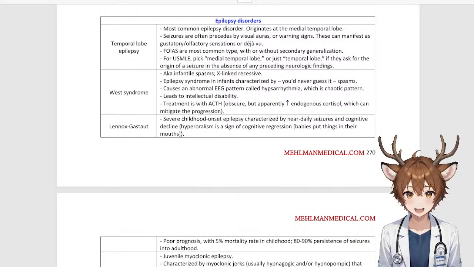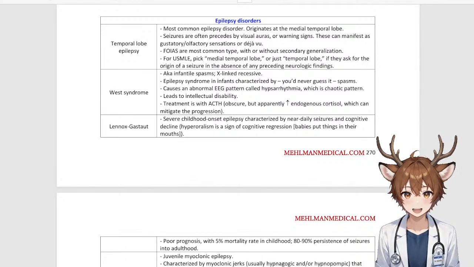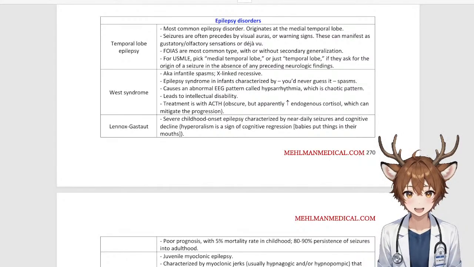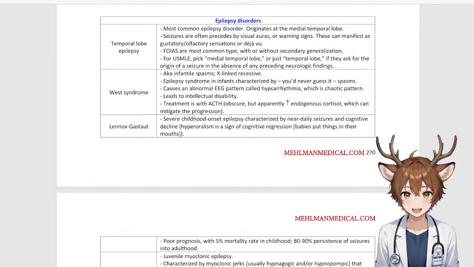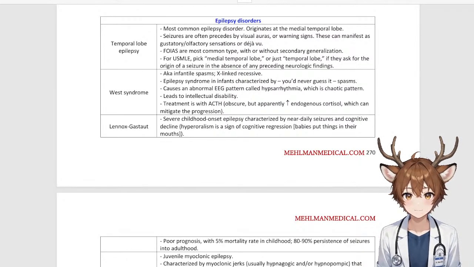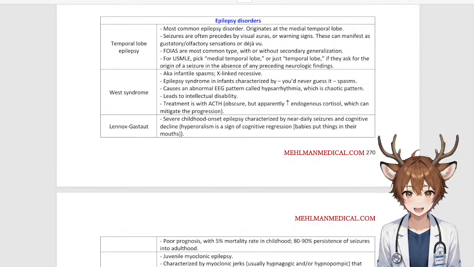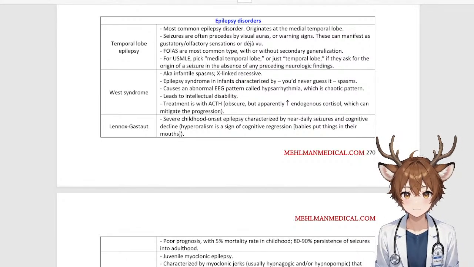We're going to talk about epilepsy disorders now. So, temporal lobe epilepsy. The most common epilepsy disorder originates at the medial temporal lobe. Seizures are often preceded by visual auras or warning signs. These can manifest as gustatory or olfactory sensations or deja vu.